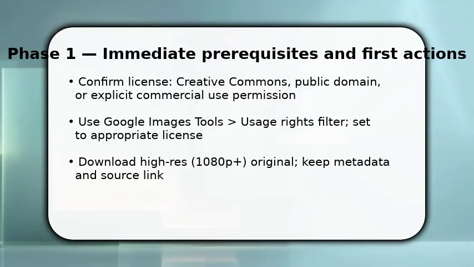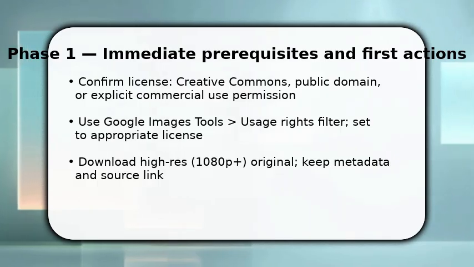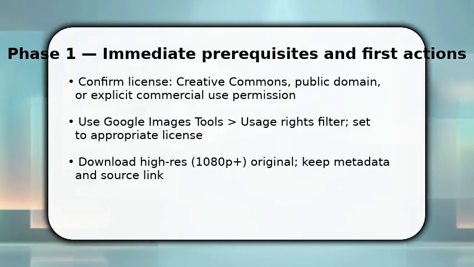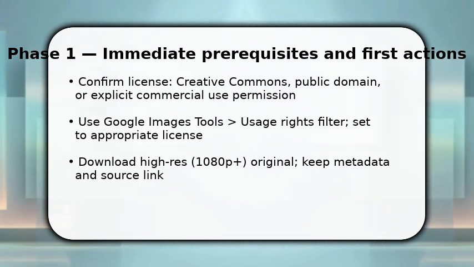Once done, click the image source and verify the license on the hosting site, looking for Creative Commons or public domain statements and commercial use permission. Make sure to download the highest resolution available, save the source URL and any license text, because these steps document your right to use the image in a YouTube video.